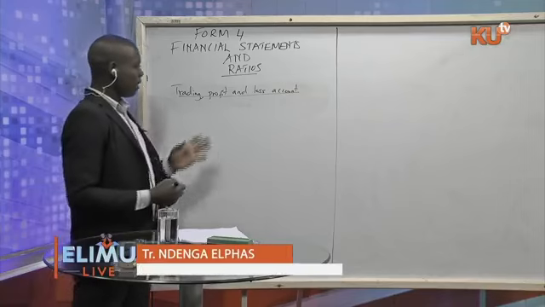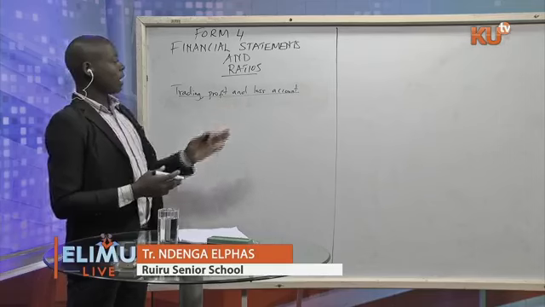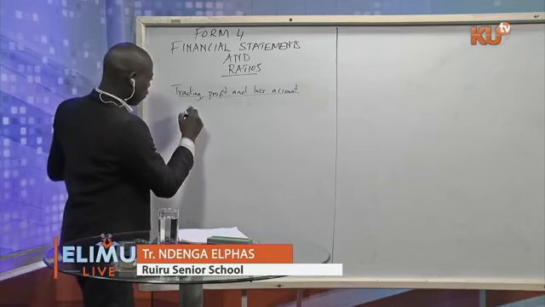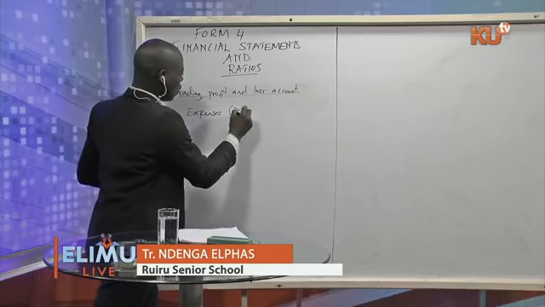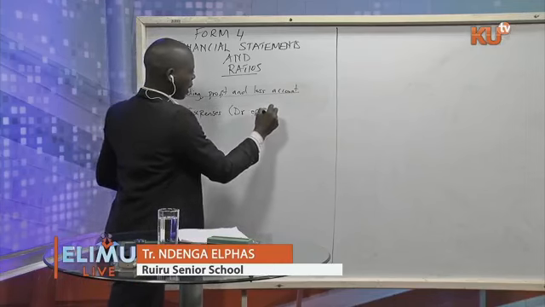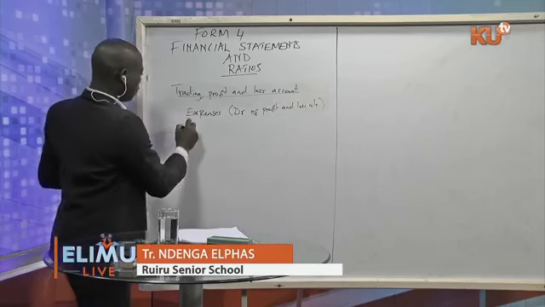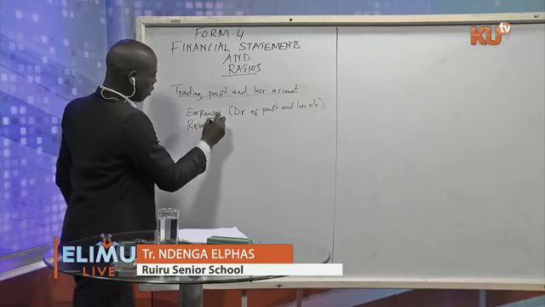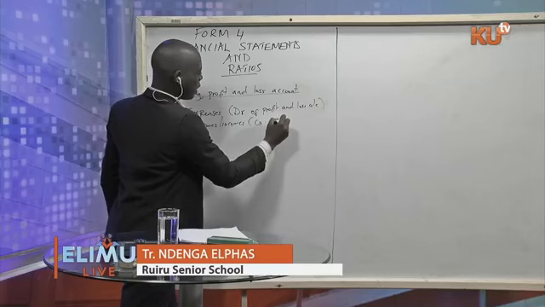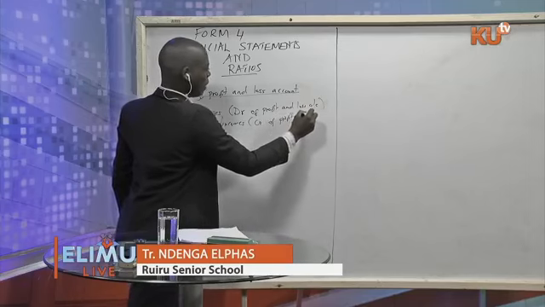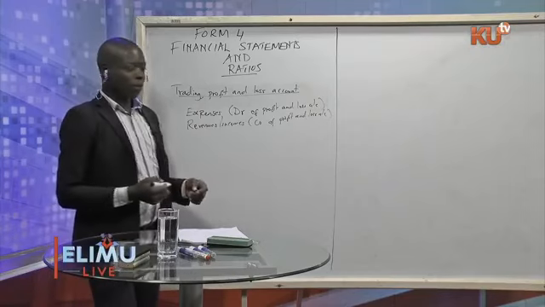What we need to understand, even before I give the format of the trading profit and loss account, is that in the profit and loss account there is a part where we talk of expenses. Expenses are debited, or written on the DR side of the profit and loss account. And then we have revenues or incomes, which are captured on the credit side.